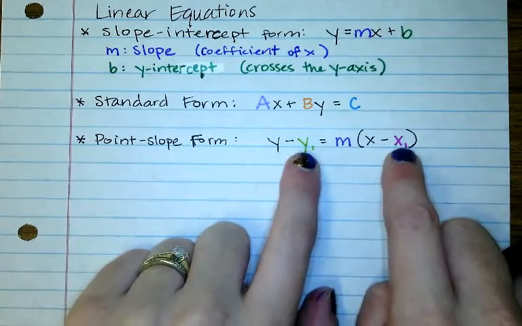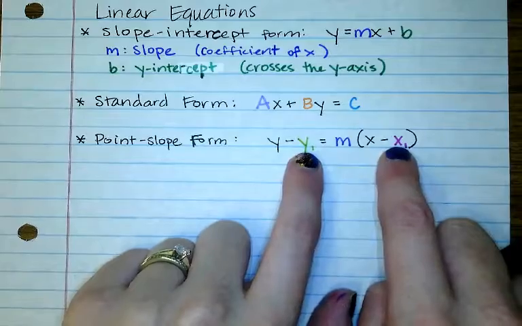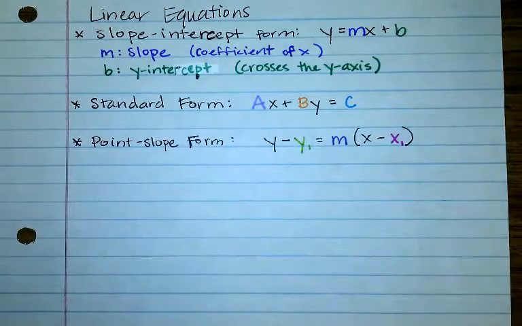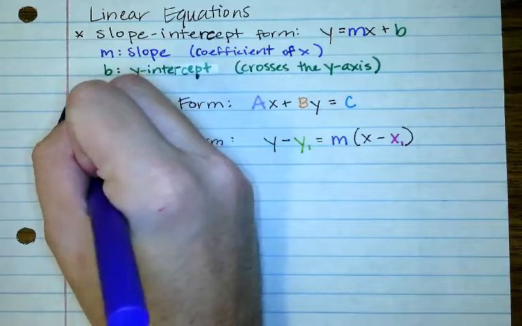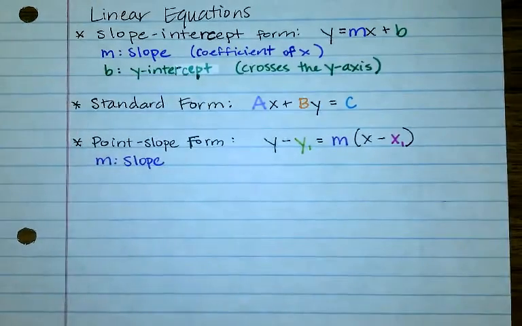Those are going to be changed into numbers because those are the coordinate points. Those are the values of your coordinate points. So guys, once again, point-slope form is great because it gives you the slope. You can write it using the slope.